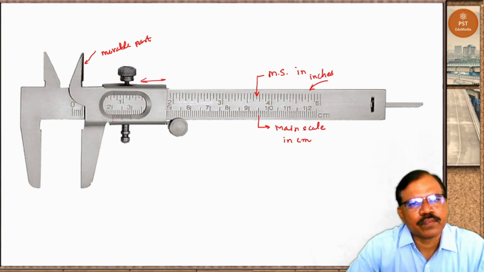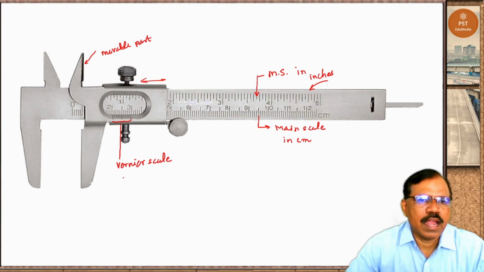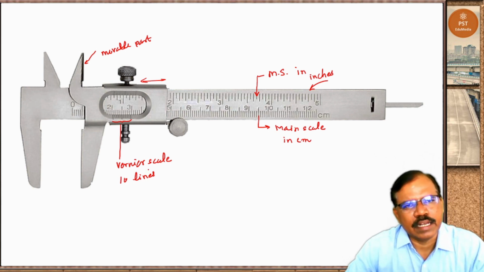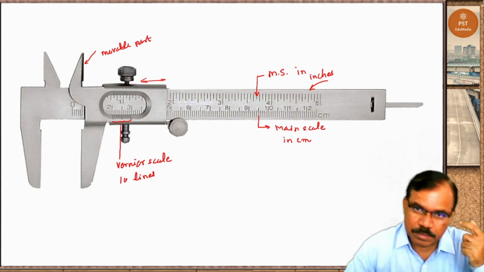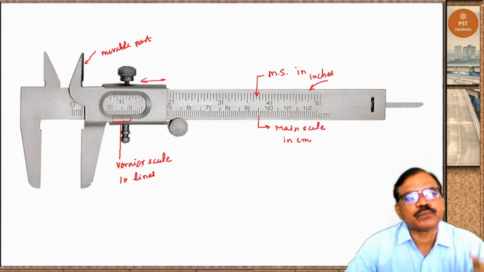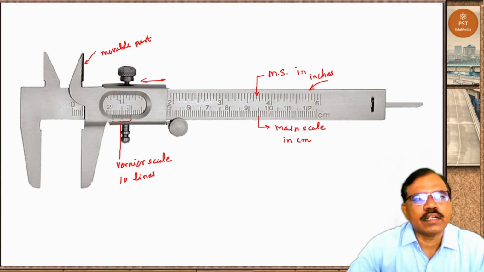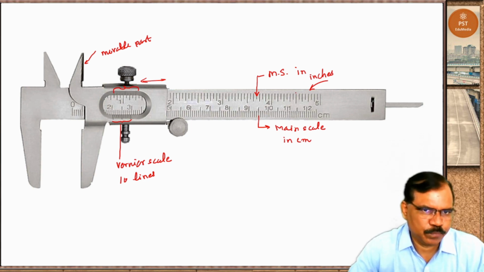Now here, this one is the vernier scale. And there are 10 lines. Now the total length of 10 lines is 0.9 centimeter or 9 millimeter. Here we have the vernier scale for the main scale in inches.